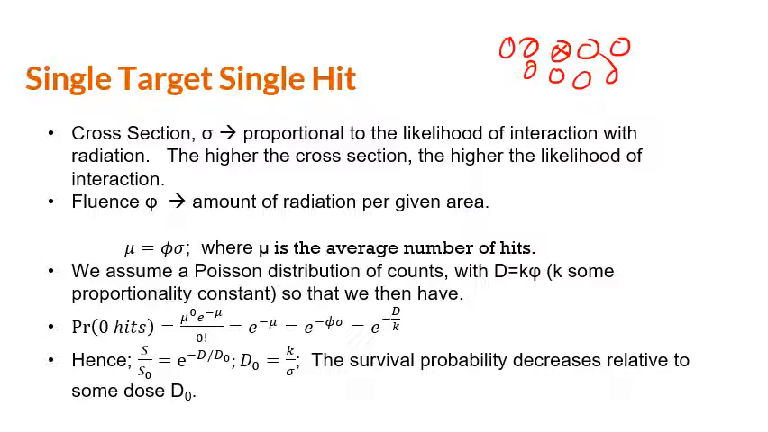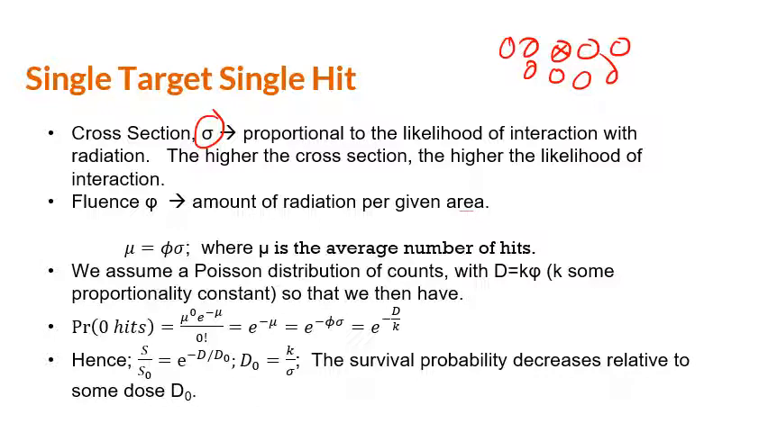Okay, let's look at some concepts in our single target, single hit model, yung cross-section. Later on, you would have a detailed description of your cross-section as a concept sa higher applied physics courses nyo. But basically, think of your cross-section as proportional to the likelihood of interaction with radiation. So the higher the cross-section, the higher the likelihood of interaction. Okay class? So the higher the cross-section, the higher the likelihood of interaction with radiation.